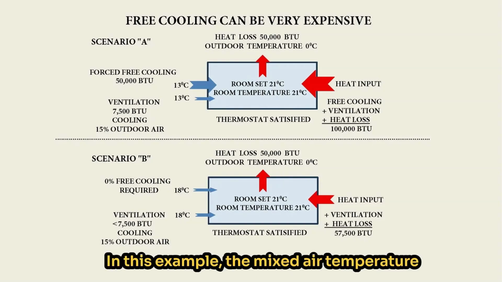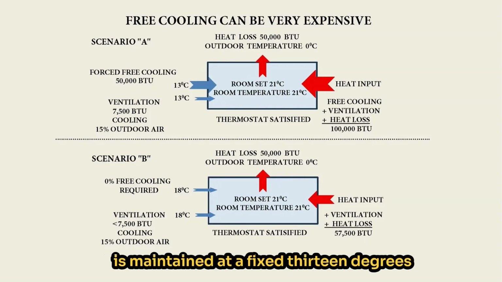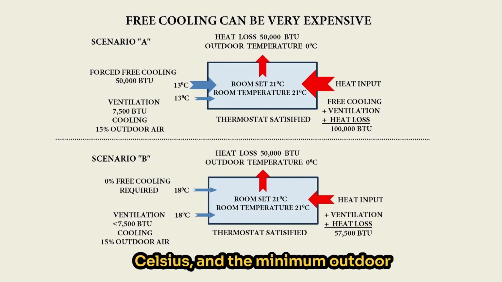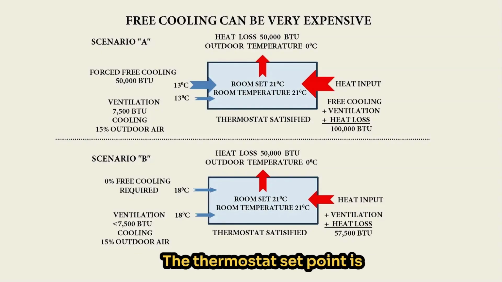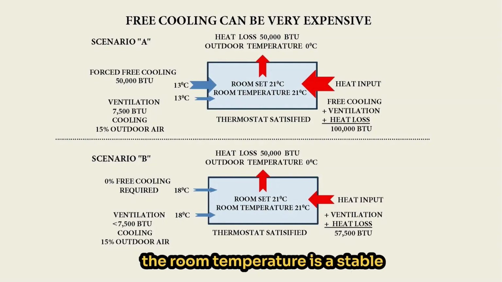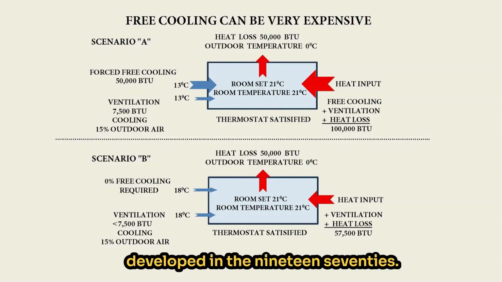In this example, the mixed air temperature is maintained at a fixed 13 degrees Celsius and the minimum outdoor intake is set at 15%. The thermostat set point is 21 degrees Celsius, and the room temperature is a stable 21 degrees Celsius. Scenario B represents the same room operating under energy conservation control logic developed in the 1970s.